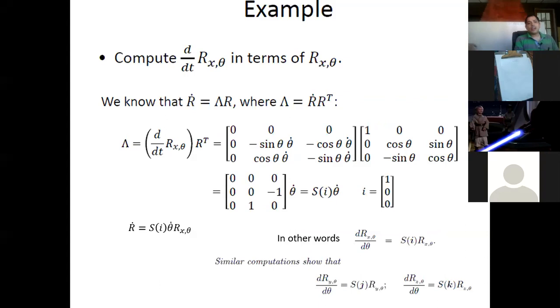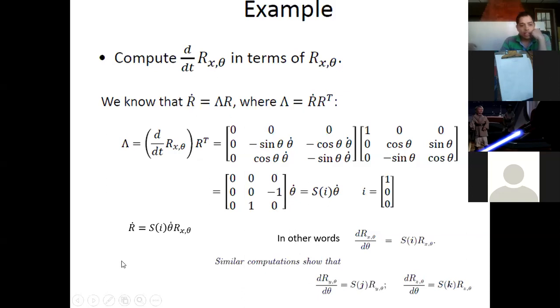Compute the rate of change of the rotation matrix. What is this guy? This R x theta means rotation about the x-axis by angle theta. What is the rate of change of that matrix? So we need to figure that out. I think you guys will understand, so I don't think I have to write this down on the page. I think it's straightforward. We already know R dot equals lambda R.